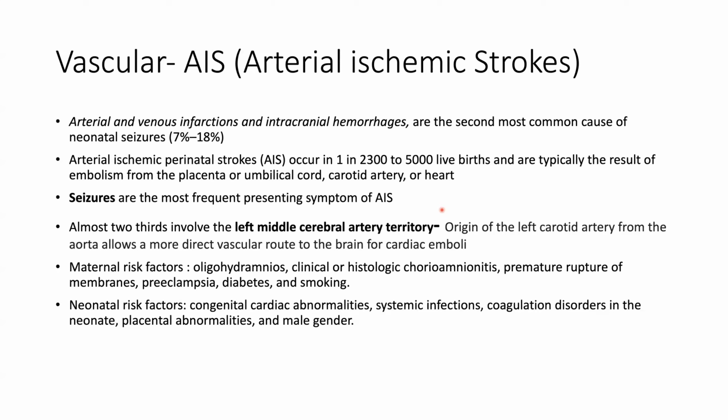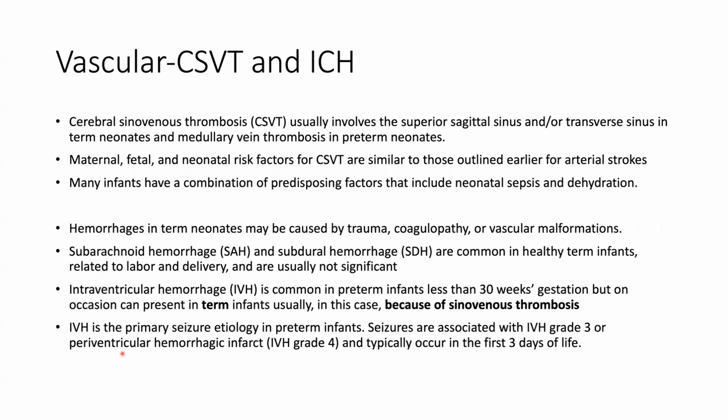So oligohydramnios, clinical or histological chorioamnionitis in the mother, premature rupture of membranes, preeclampsia, diabetes and smoking are all maternal risk factors for strokes. Similarly, neonatal risk factors include congenital cardiac anomalies, systemic infections, coagulation disorders in the neonate, placental abnormalities, and again, peculiarly male gender, right? So these are the risk factors which you'll have to remember.